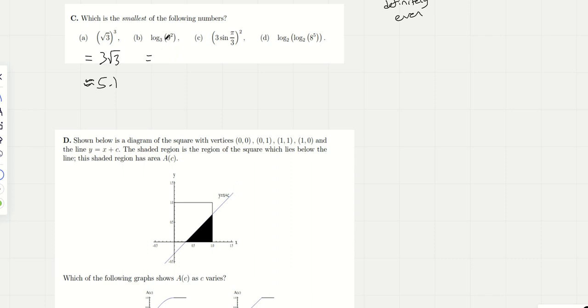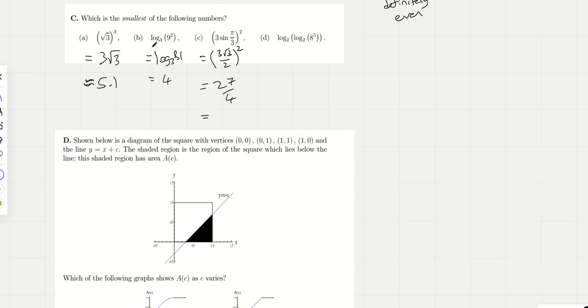Log base 3 of 9 squared is really log base 3 of 81. And log base 3 of 81 is, what do we need to put 3 to the power of to get to 81? It's 4. Now, sine of pi over 3 is sine of 60 degrees in old money, if you like. So that's root 3 over 2. So this is 3 root 3 over 2 squared.